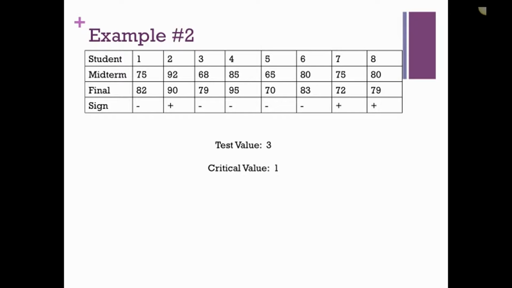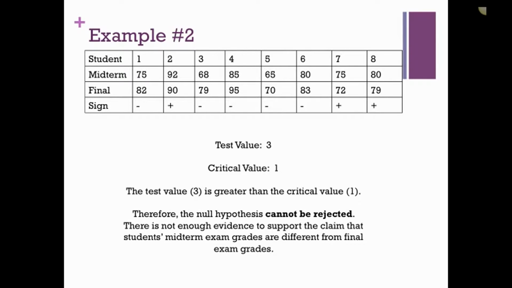Again, we refer back to Table J in that appendix, and we find that for an N equals 8 population at this significance level, our critical value is equal to 1. So now we compare our test value and our critical value to decide about our null hypothesis. In this case, our test value is greater than the critical value. 3 is greater than 1. So our null hypothesis cannot be rejected.